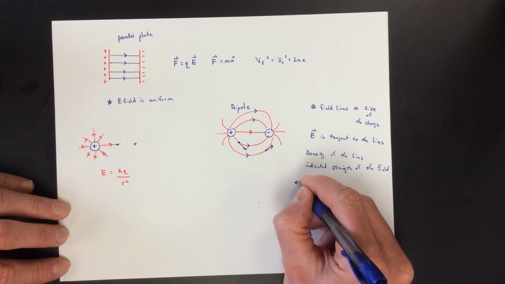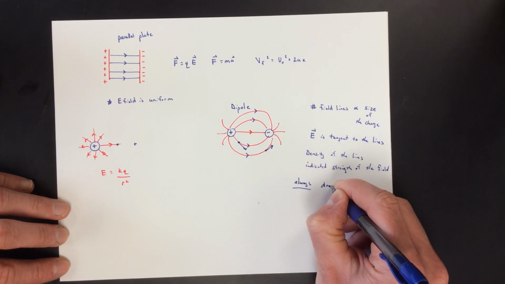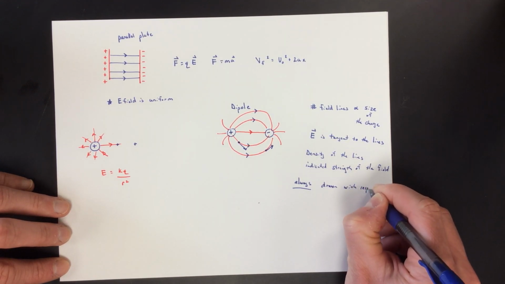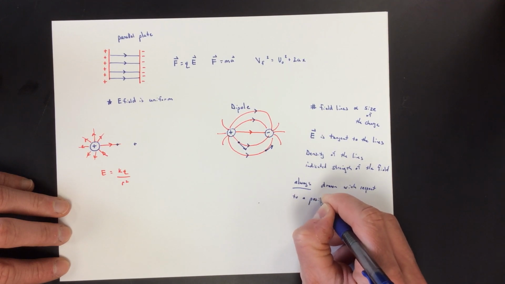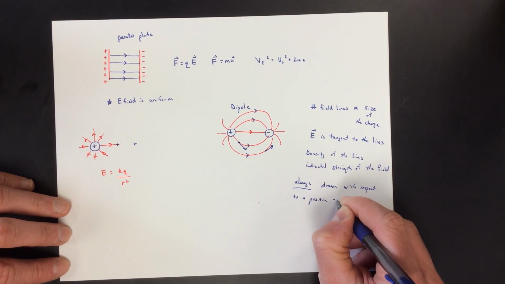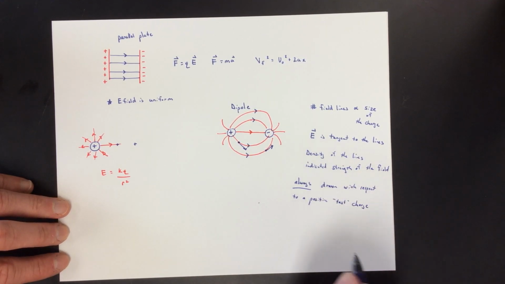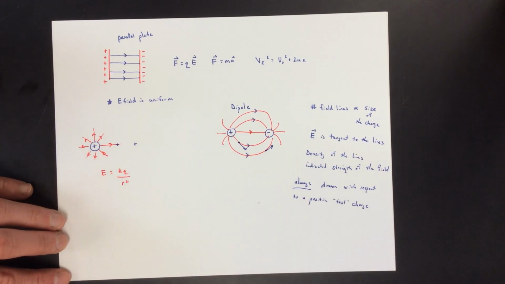And again, it's always drawn with respect, is what they say, with respect to a positive, and they would call that test charge. And again, you're always drawing the lines like what would happen if it was a positive test charge.